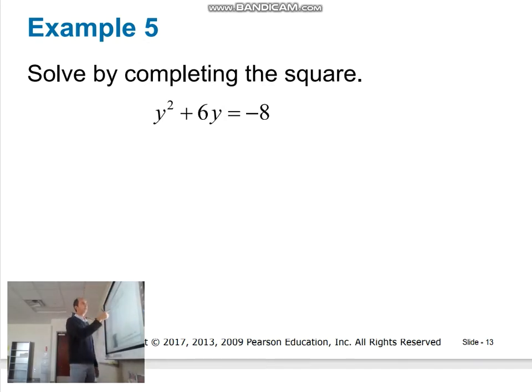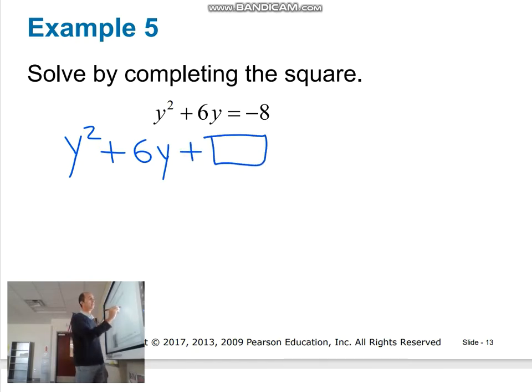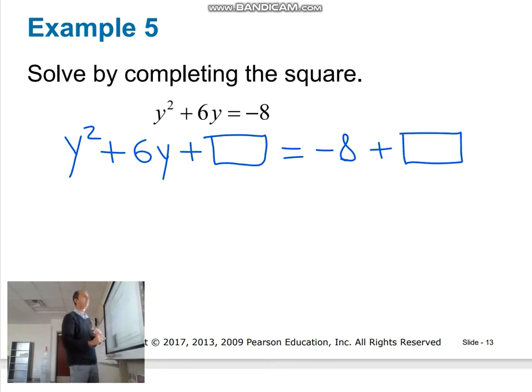y squared plus 6y equals -8. Well, all the variables are already on the left hand side of the equation. We don't need to change. The coefficient of the squared term is 1, so it's fine. Let's go straight to the part where we complete the square. y squared plus 6y, plus what's missing, equals -8. And to balance the equation, we're going to add the same thing on the other side. Okay?